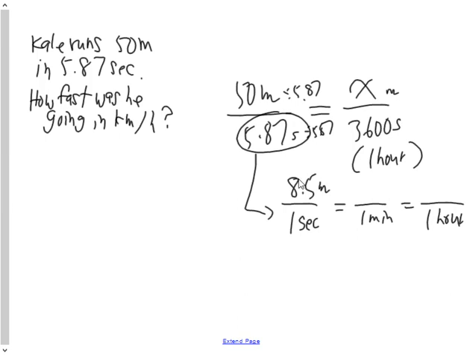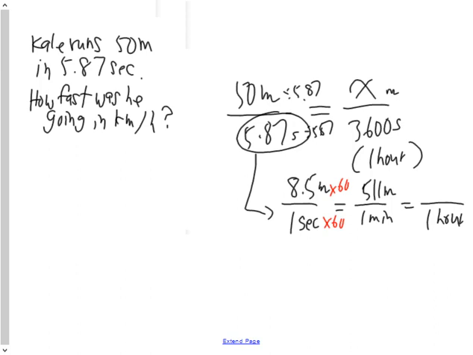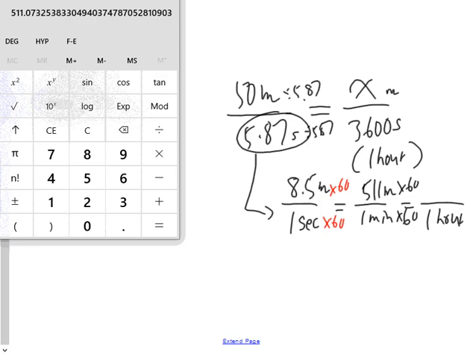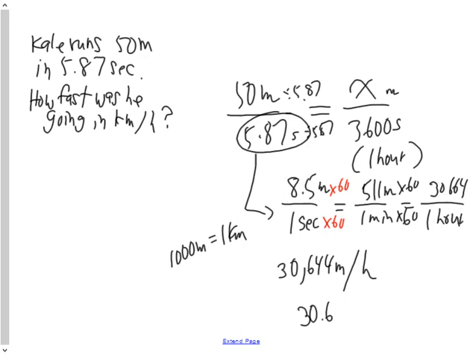I'm then going to multiply both of those terms by 60. Grab my calculator. So take that number and multiply it by 60. He would have then roughly gone 511 meters in 1 minute. I'm going to multiply it by 60 again. It tells me he was going roughly 30,644 meters in 1 hour. So the unit rate is 30,644 meters per hour. Or since 1,000 meters equals 1 kilometer, it would be 30.644 kilometers per hour.